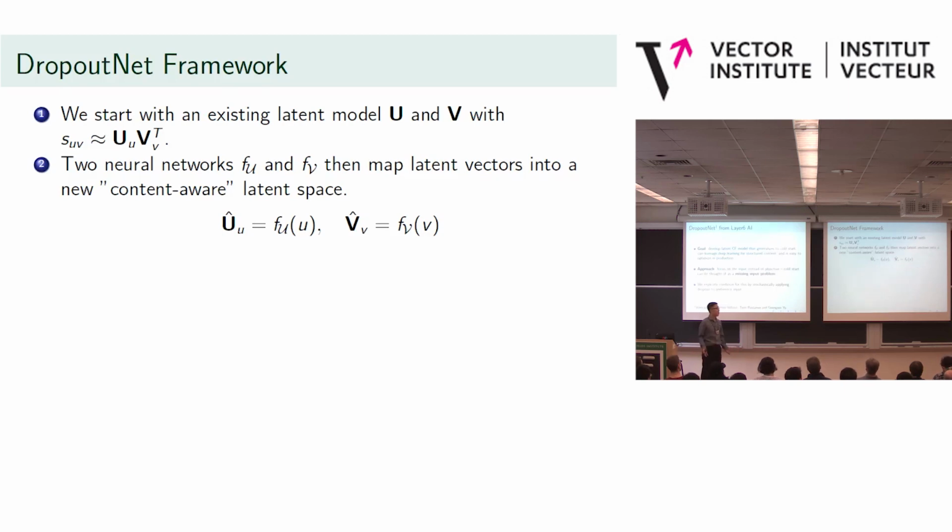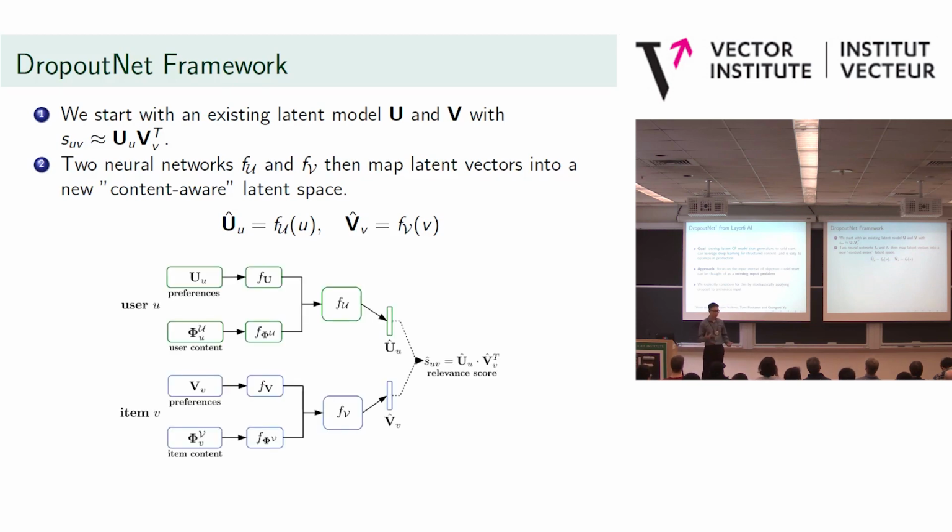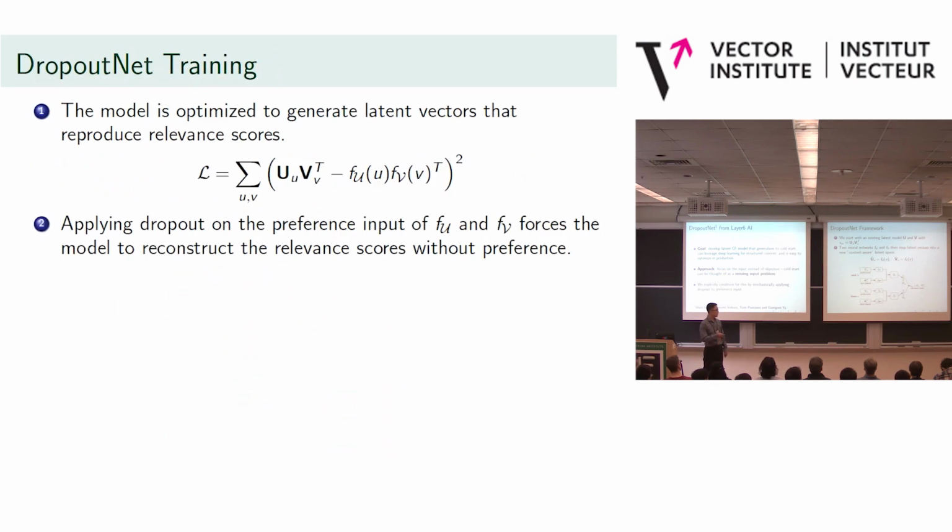In our dropout net framework, we start with an existing latent model whose latent factors capture a relevance score S. Then we apply two sets of neural networks which map the latent vectors into a new content-aware latent space by passing the preference and the content information through successive layers of artificial neural networks. And the output, which is the content-aware vector, are shown by U hat and V hat.